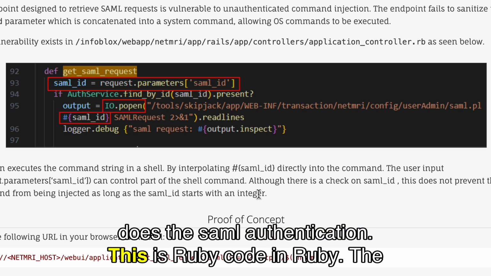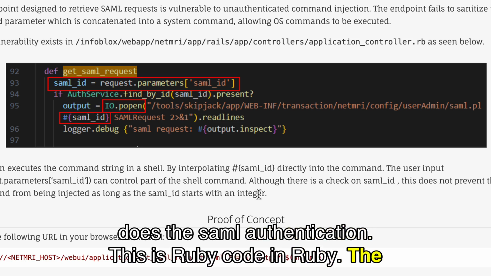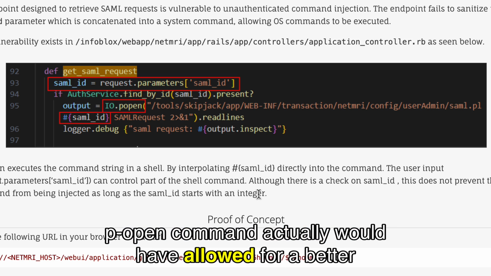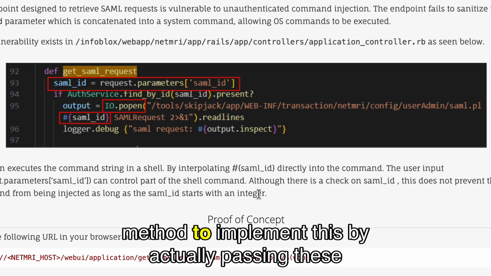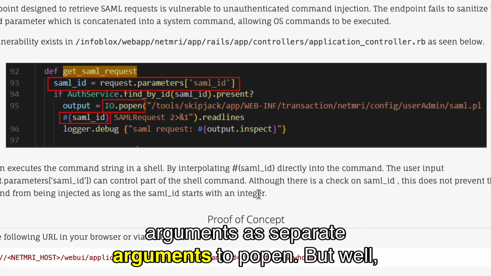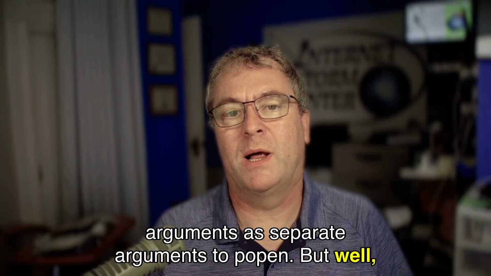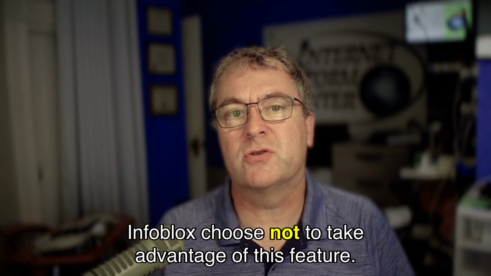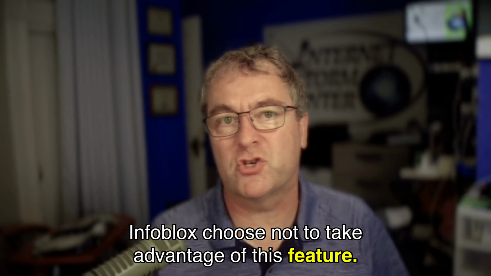SAML authentication. This is Ruby code. In Ruby, the popen command actually would have allowed for a better method to implement this by passing these arguments as separate arguments to popen. But Infoblox chose not to take advantage of this feature.